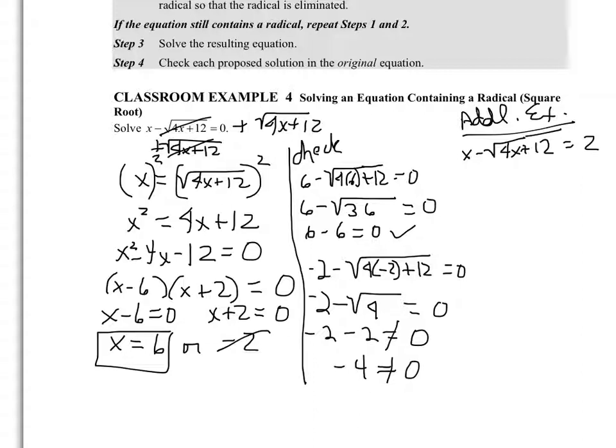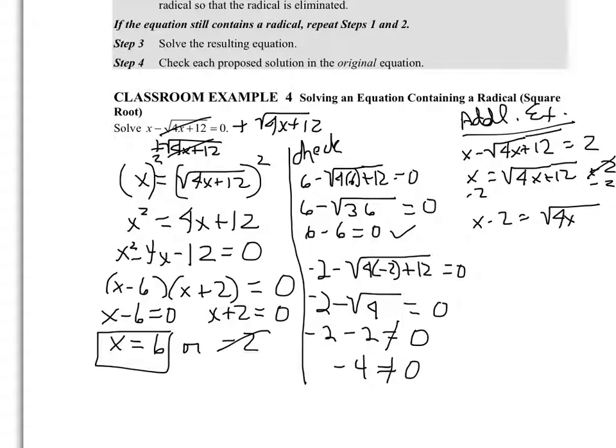Then here's what would happen. We still have to isolate the radical, but when we do that, we're going to have to move the 2 as well. So I would say if we go ahead and do what we did in the last example, add the radical to each side, then you would see we would have x equals the square root of 4x plus 12, but then we still have this plus 2 at the end. Now we would need to subtract 2 from each side, and we would have x minus 2 equals the radical.